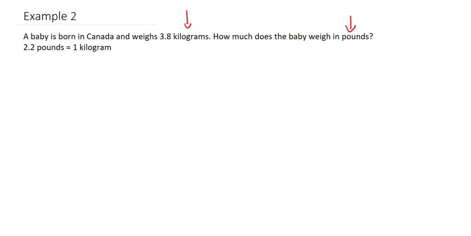We call those the SI units. And so most of the world lives on the metric system. So a lot of times we're going to be having to convert between the two different systems. So if a baby's born in Canada, they weigh it in kilograms. In America, we're going to weigh them in pounds. So let's go ahead and convert this into pounds so we know how much that is.